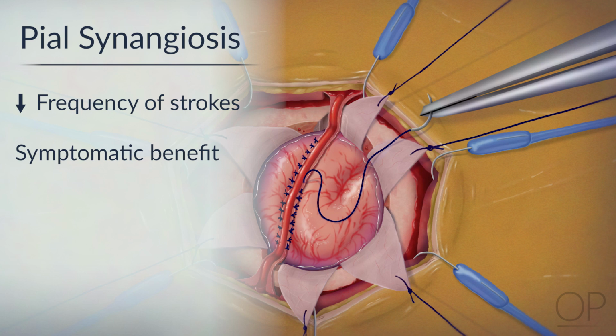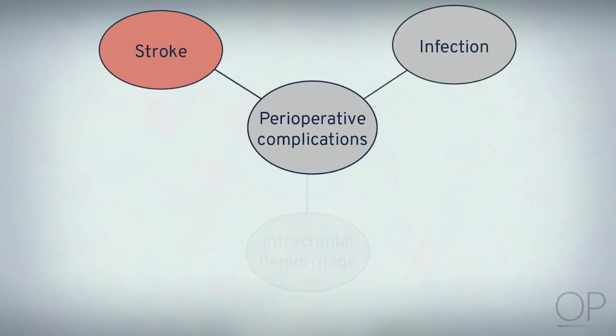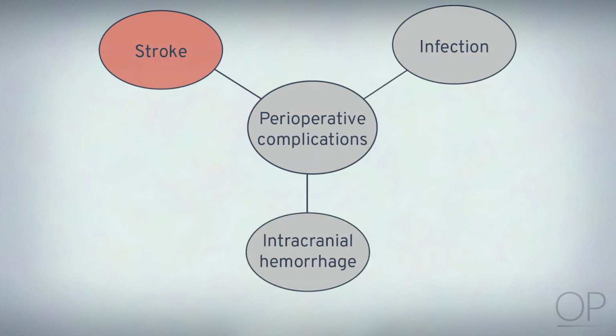However, the perioperative period is a particularly vulnerable time for development of complications. The feared complication of surgical revascularization is perioperative stroke. The risk of stroke is highest within the first 30 postoperative days, after which the risk significantly decreases. Other potential complications include infection and intracranial hemorrhage.